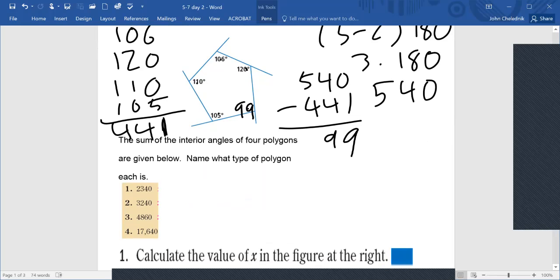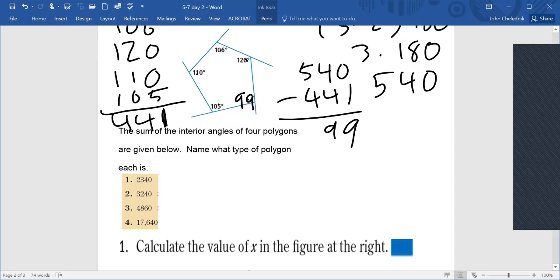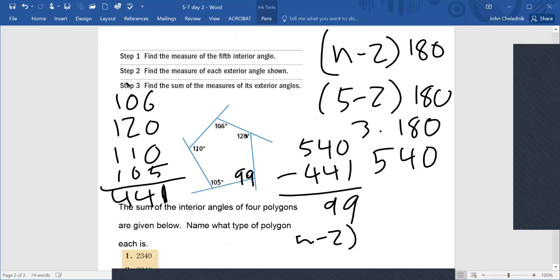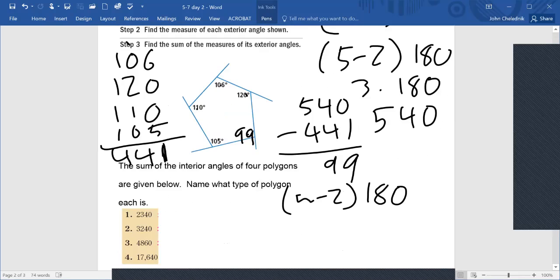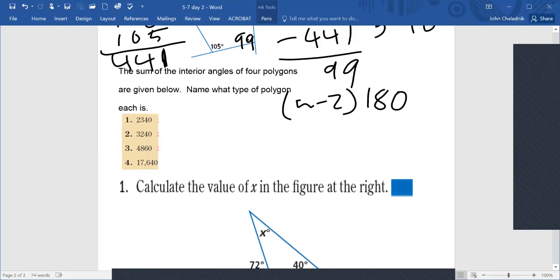All right, continuing right along, it says the sum of the interior angles of the 4 polygons are given below. Name what type of polygon each is. All right, so again, the formula that I'm going to be teaching you in person is n minus 2 times 180. That's from the first part of this lesson that I will be teaching in person. That gives you the sum of the interior angles. So if we set this equal to 2,340, we can solve for n to find how many sides the shape has. To do this, we have to divide by 180.